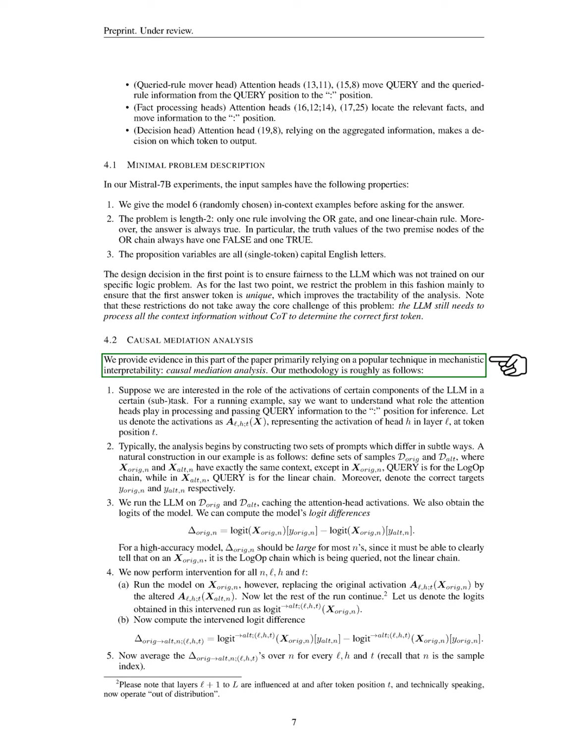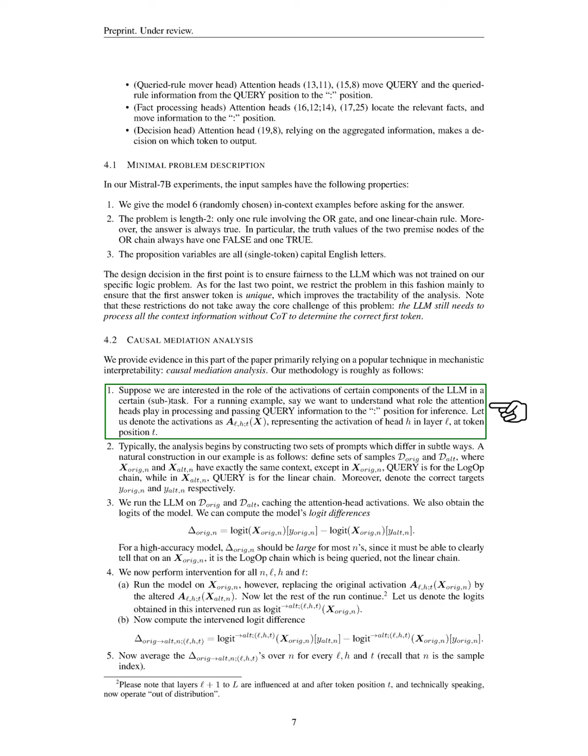Section: Causal Mediation Analysis. In this section, we provide evidence using a well-known method in mechanistic interpretability called causal mediation analysis. Our approach is as follows. We focus on the activations of specific components of the large language model, LLM, related to a particular task. For instance, we want to understand how attention heads contribute to processing query information for inference. We denote the activation of head H in layer L at token position T as A_L,H,T,X.